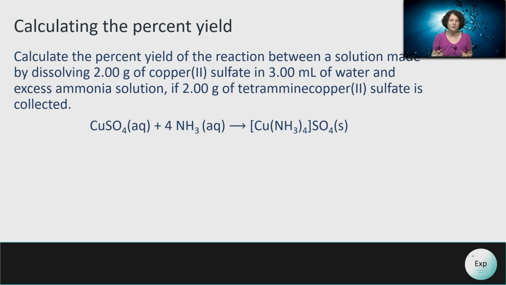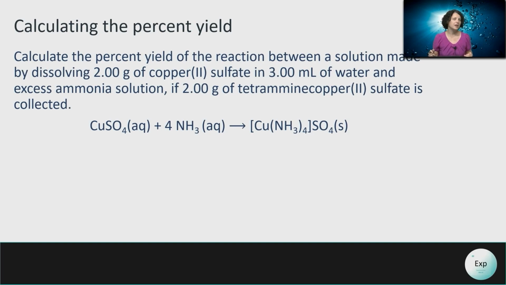Another kind of reaction that often relies on calculations using percent yield is a synthesis reaction. And here we have copper 2 sulfate reacting with an ammonia solution. Usually it's a concentrated ammonia solution. Usually this experiment begins with taking the copper 2 sulfate, either in the anhydrous or the hydrated form, dissolving it in water, and then adding the ammonia to it.